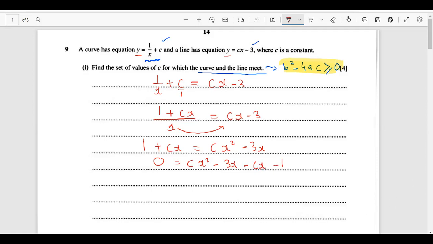All right. And then this is cx squared minus x into 3 plus c. I need a, b and c separately. So I'm just taking x common here. And then we have minus.